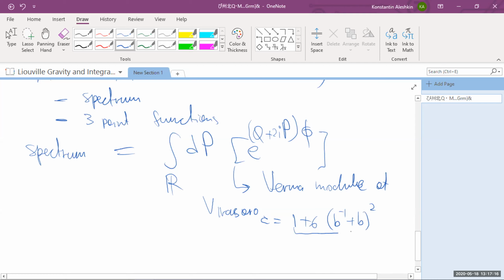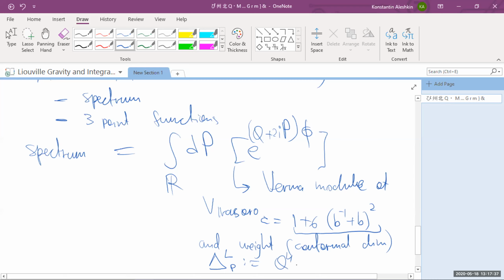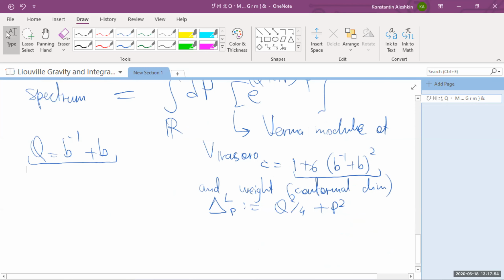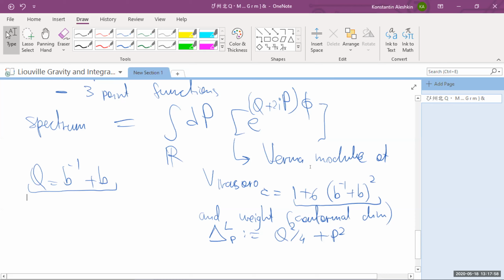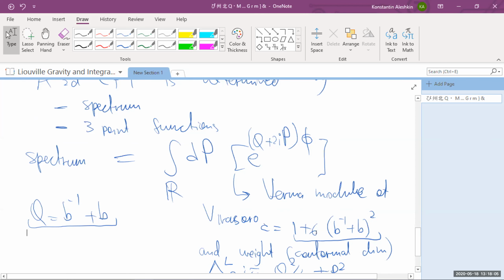So here this parameter b enters, and the weight, which is called conformal dimension, I'll call it delta Liouville of P, is Q squared over 4 plus P squared. And I didn't tell what Q is, so Q is just b inverse plus b. So anyway, b and Q are two numbers which are related with the central charge of the Virasoro algebra. This is the spectrum.